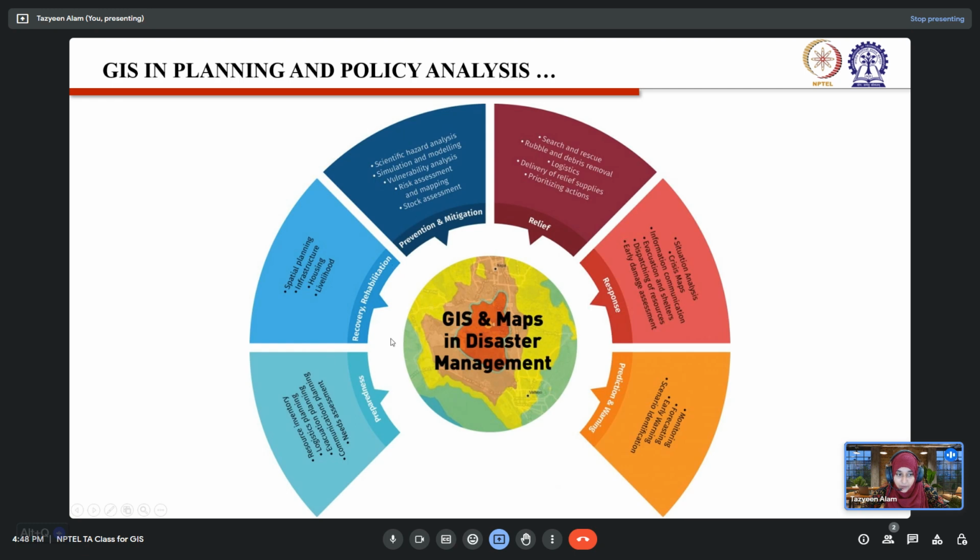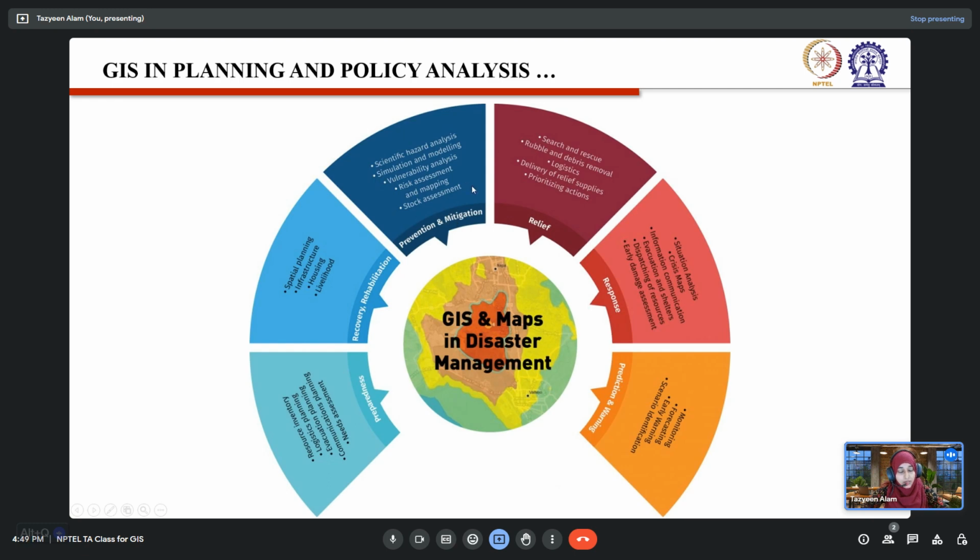So we first do the preparedness level. After preparedness level, we have a recovery or rehabilitation stage. So here we do a spatial planning, we have infrastructure, we have housing, we have livelihood. So we consider everything collectively and we plan for rehabilitation from a disaster. Next, we have prevention and mitigation.